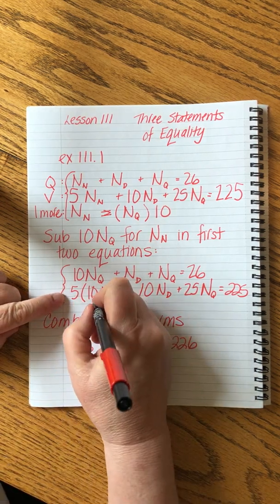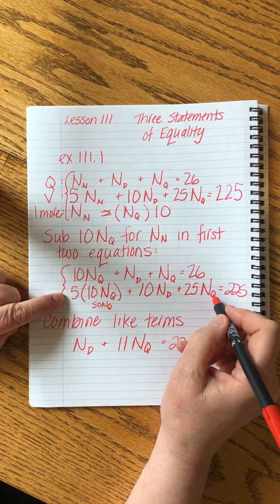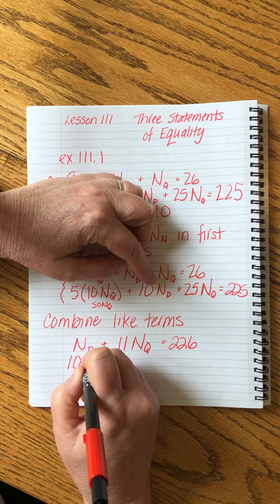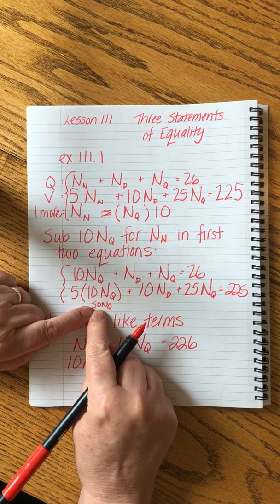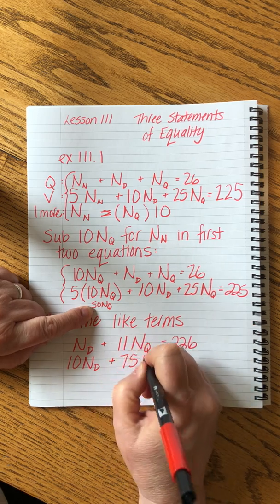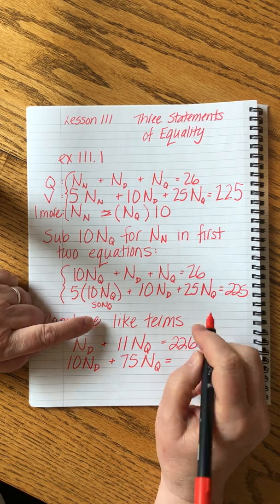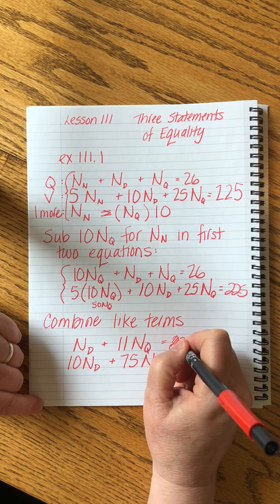Now this is going to be 50 NQ. And I'm going to add that to the 25 that I have over here. But first I'll write the 10D. ND plus, okay, 50 NQ plus 25 is 75. And that equals, oh wait, look, I made a mistake. This is not 226, it's just 26.